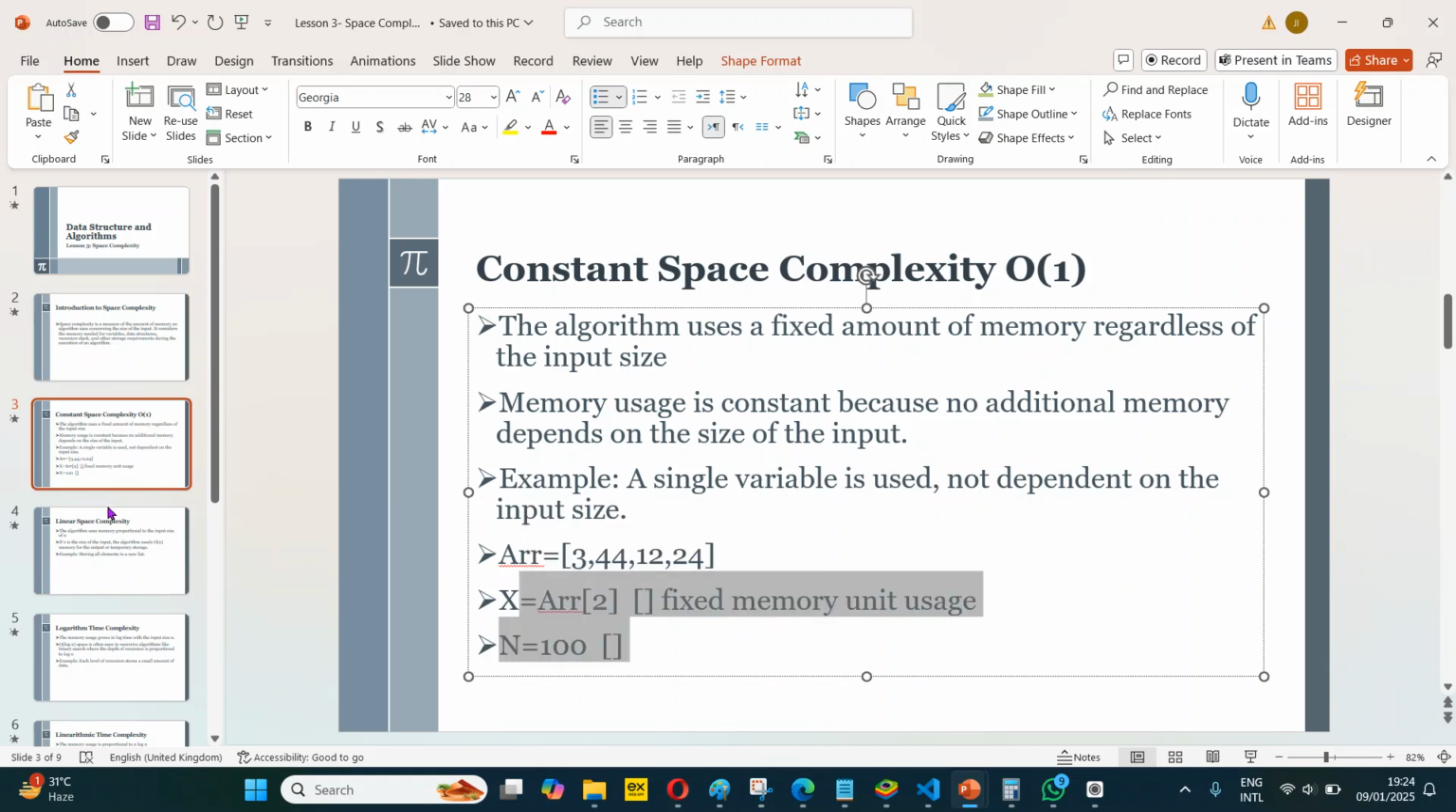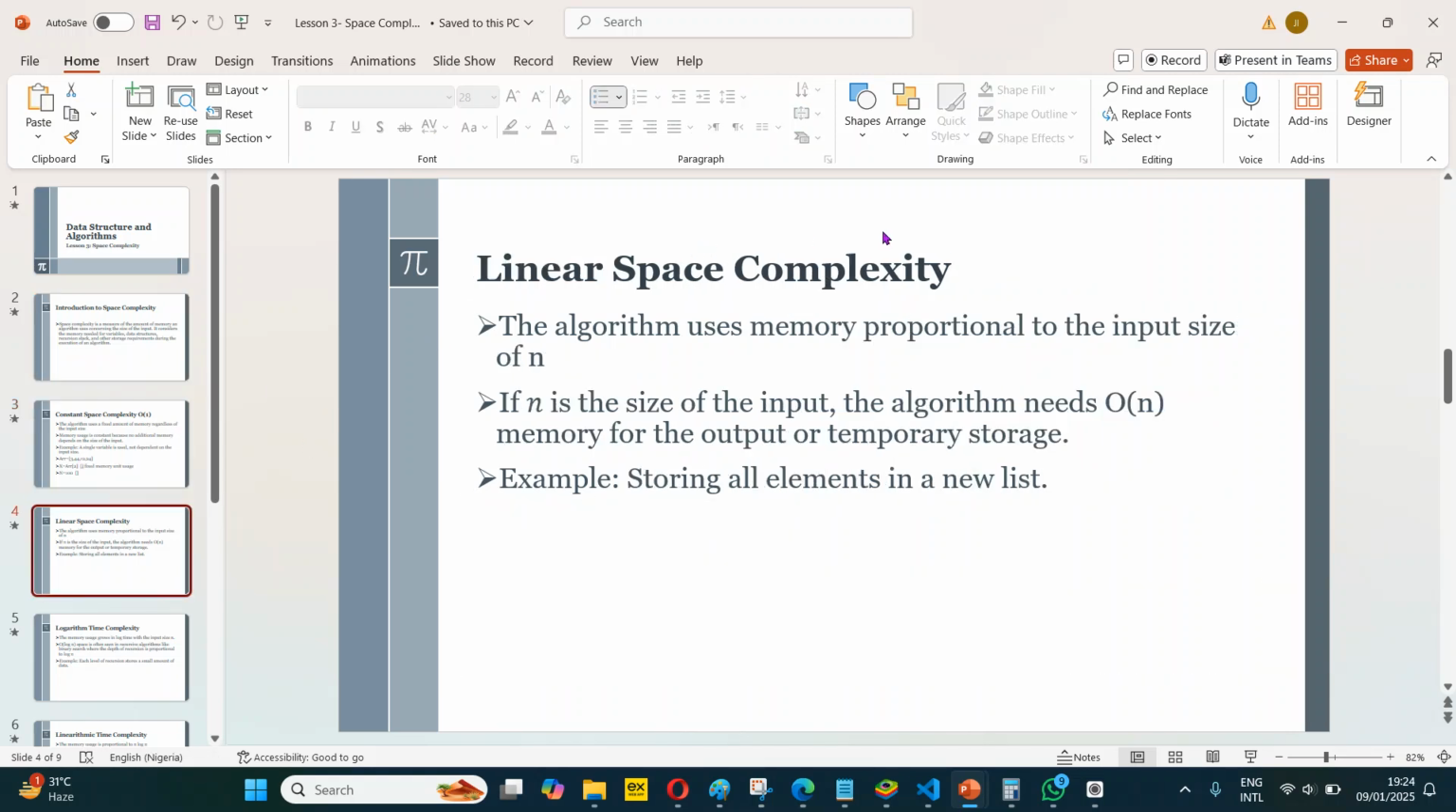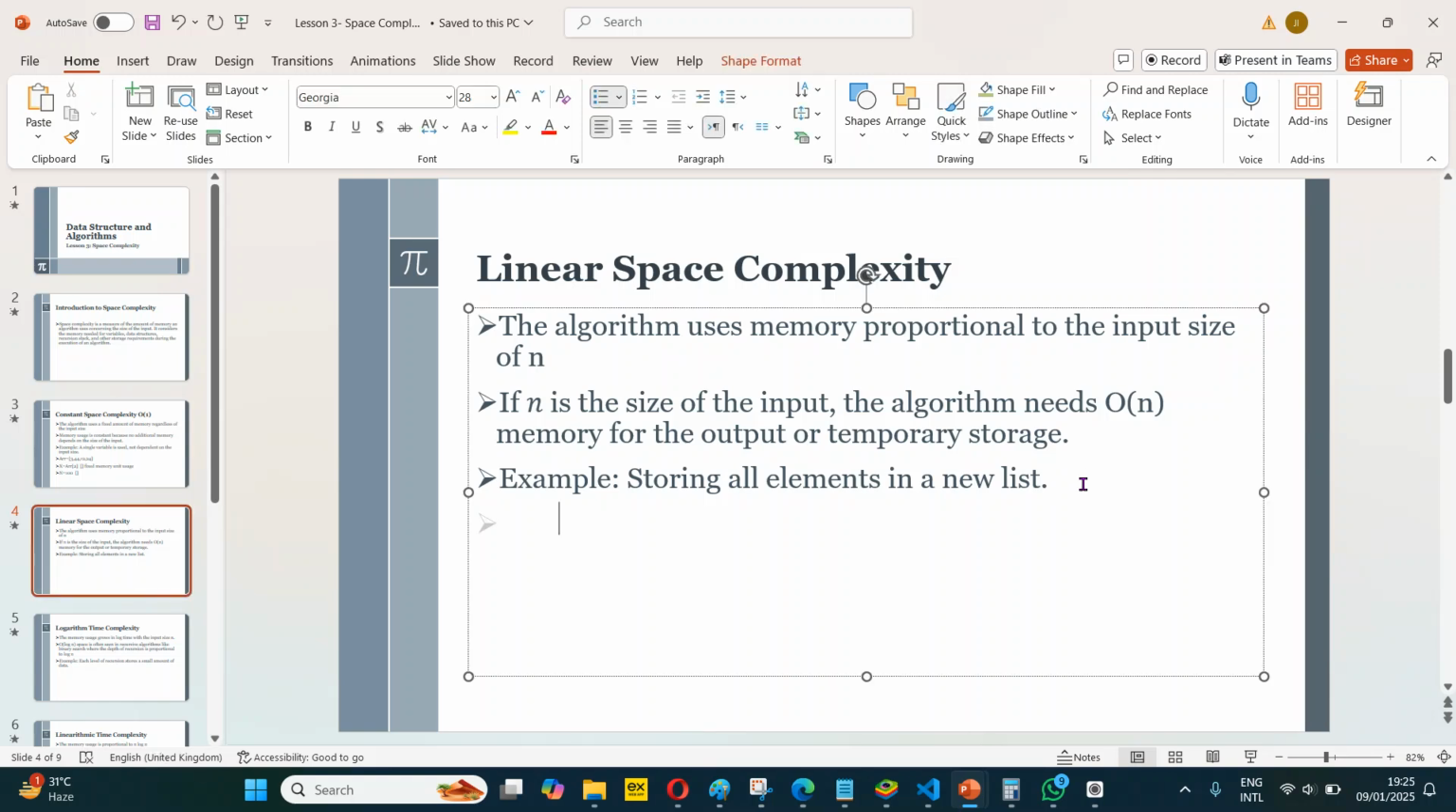Now let's look at another example, which is linear space complexity. In linear space complexity, the algorithm uses memory proportional to the input size n. So if n is the size of the input, the algorithm needs order of n memory for the output or temporary storage. Now let's give an example.